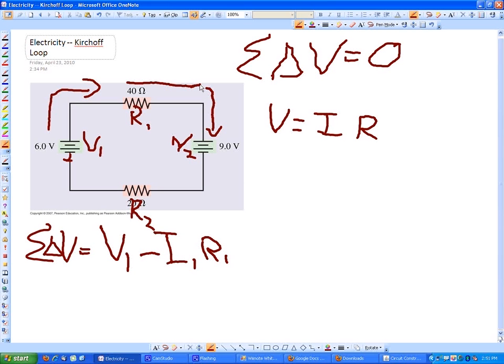Question? No. Okay. Coming around the bottom then, I'm coming across R2. Am I going to gain or lose energy from R2? Lose, the resistor takes it. So I'm going to do minus I2 R2. What does that whole thing have to equal? I'm back to the start now, so the whole thing has to equal 0.